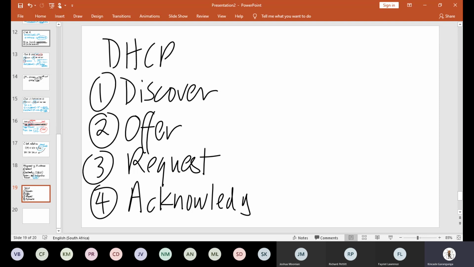Acknowledgement. Right, so when you say acknowledge, what's happening there is the message sent by the server to acknowledge the client's acceptance of the actual IP address configuration. So this is how your generic DHCP server platform actually functions as far as distinctive environments are concerned.